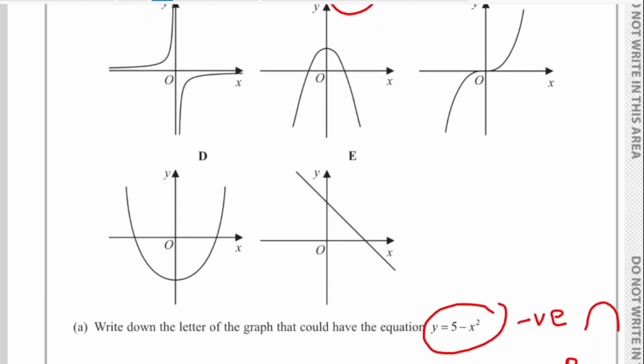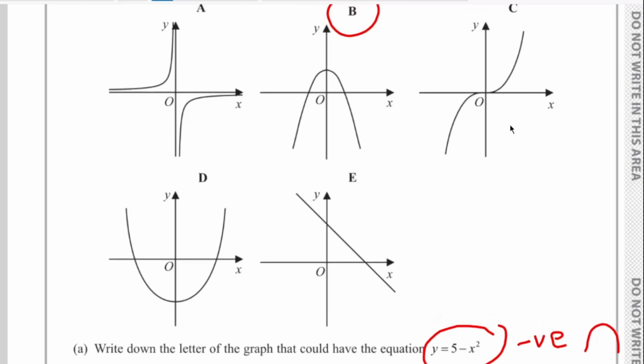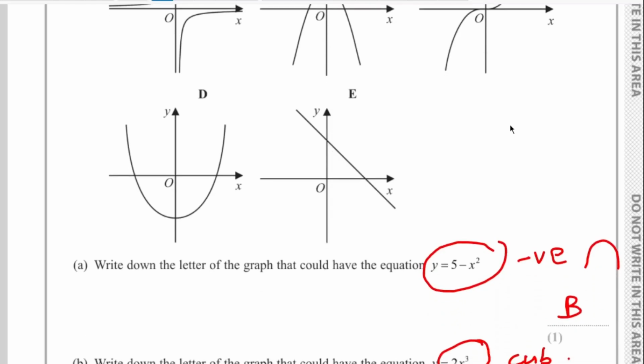Next one, y equals 2x cubed. This is a cubic one, cubic positive. Cubic positive, we have to get the start from here. Therefore the cubic positive is this one, which is curve C.